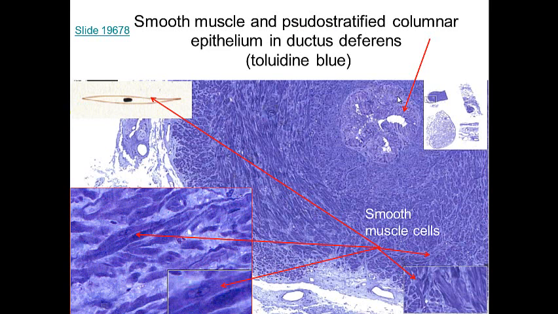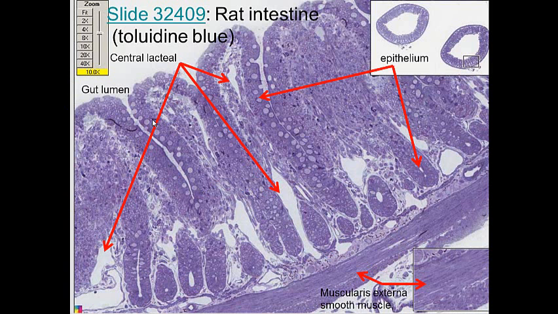If you look with toluidine blue, this is the ductus deferens, so this is pseudostratified columnar epithelium and the lumen in through there, but all this is smooth muscle, and we can see individual muscle fibers or cells. So you can see the nucleus in the center of these, but it's non-striated, as you can see.